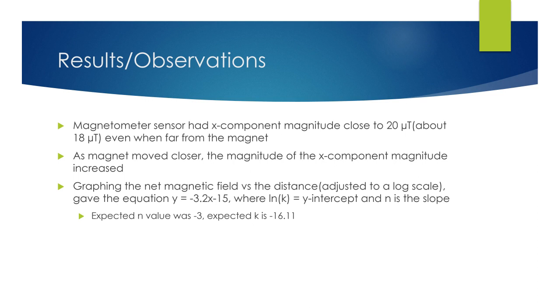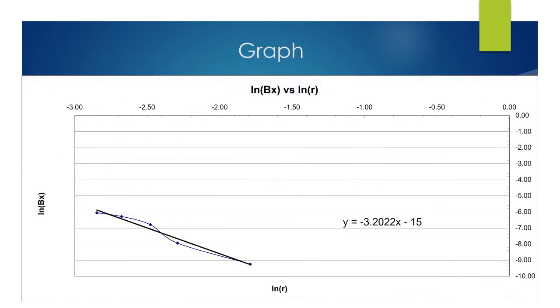This is a little bit off from our expected n and k values. The expected n value is negative 3 and the expected k value is negative 16.11. Here's a graph illustrating what I just said. We're going to have a slope of negative 3.2 and we're going to have a y-intercept of negative 15 when we graph distance versus the magnitude of the magnetic field.